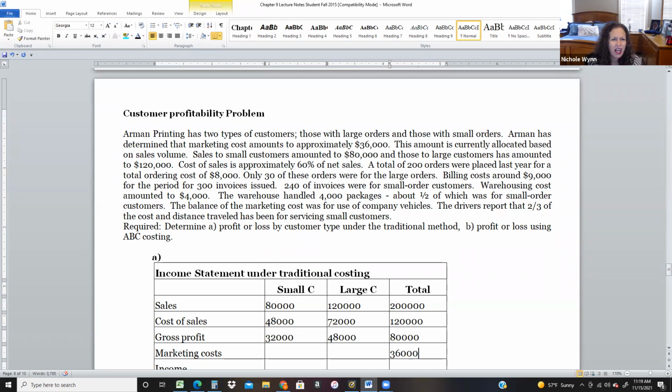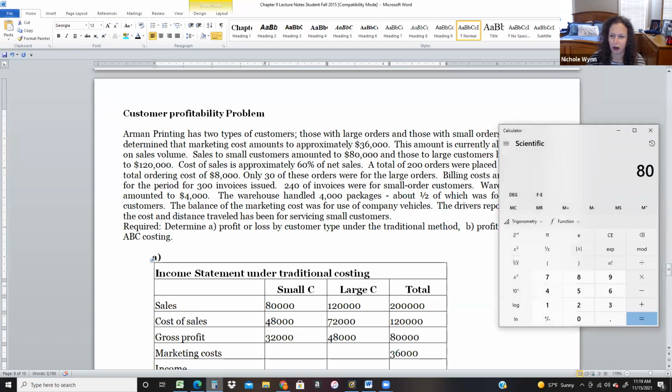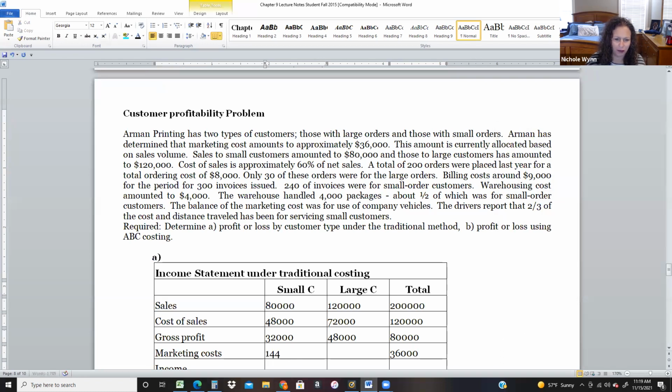So it says Armin has determined that marketing costs for 36,000. The amount is currently allocated based on sales volume. Okay, sales volume. So it looks like 80 of the 200 is for small. So 80 over 200 is 40% of the 36,000. So here I'm going to put 14.4.